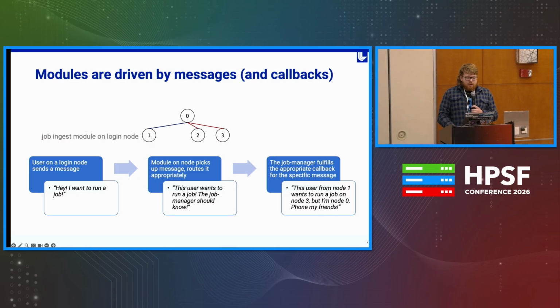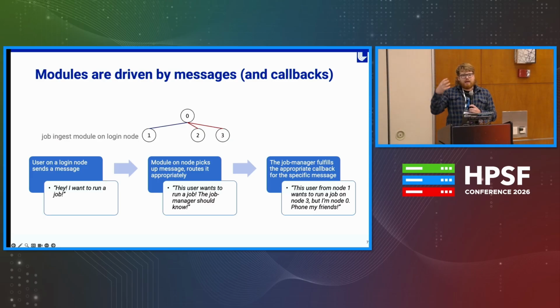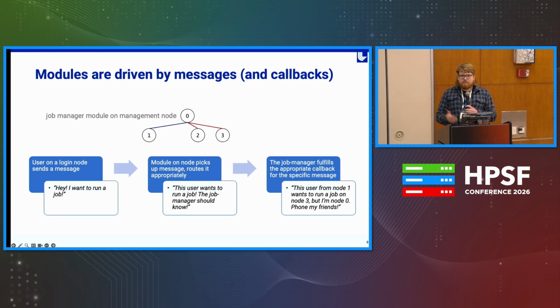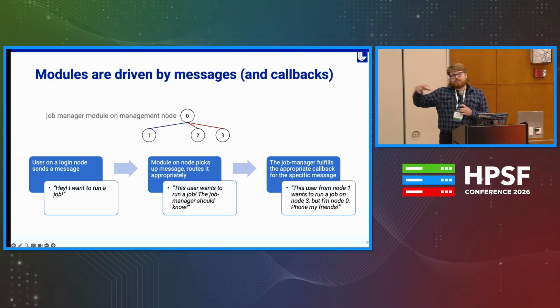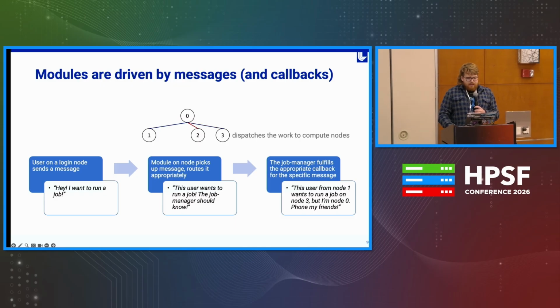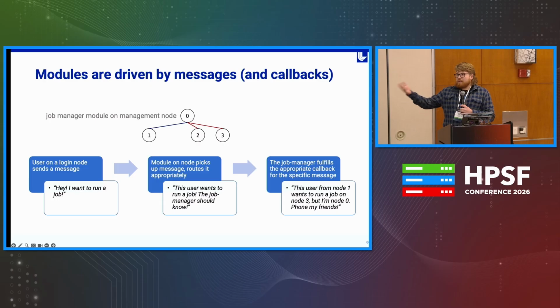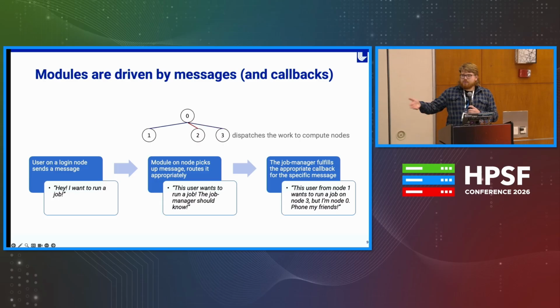So the module on that node picks up that message and recognizes that I'm on a login node, I can't do compute here, I need to route this message appropriately. So it routes it up the tree to the job manager on the management node, which is involved in the state transitions of the job. And then the management node recognizes, hey, I'm a management node, I can't run this work here, I need to dispatch this work to the compute nodes to be able to fulfill this user's request of getting their work done.